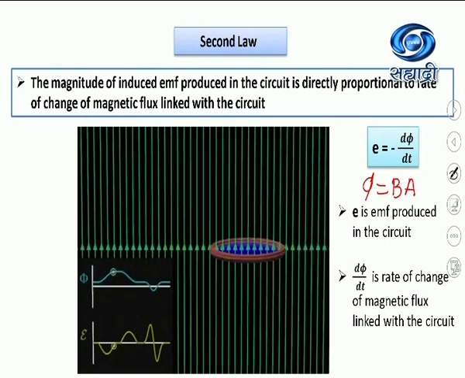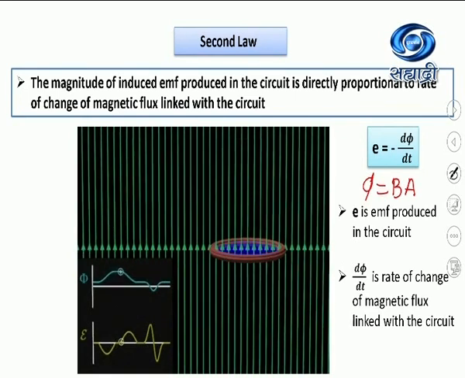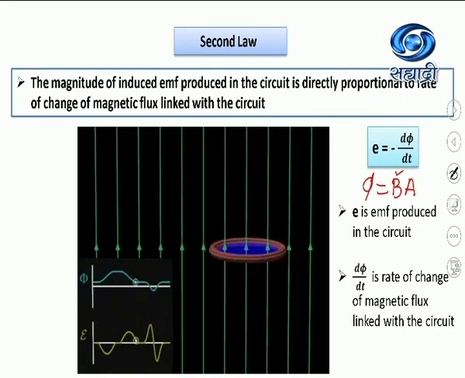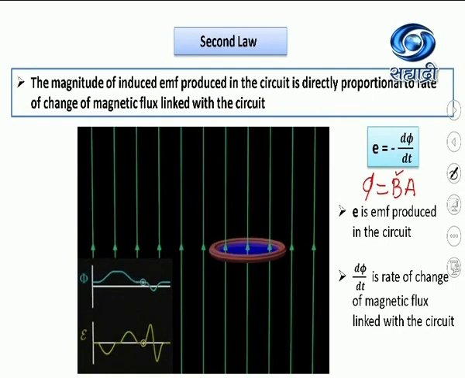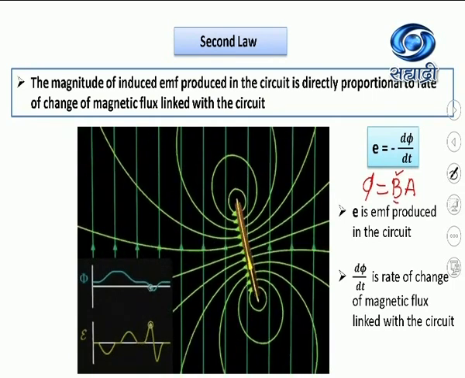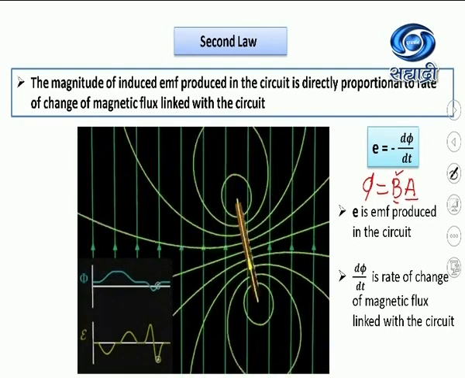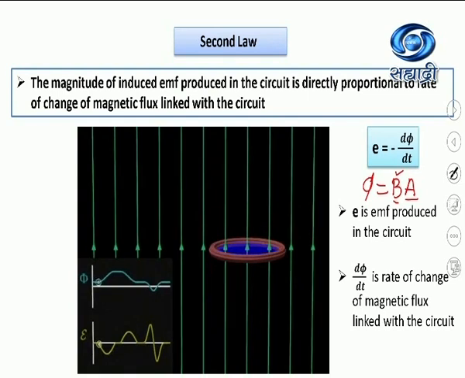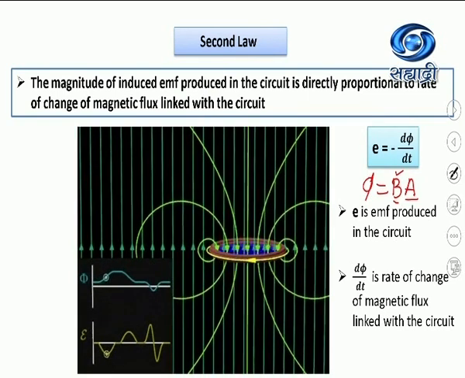So here there are two ways to change the flux. Either you change B by keeping the area of the coil constant, or B can be kept constant and you can vary the area of the coil in the magnetic field. And these two things can be clarified with the help of animation.